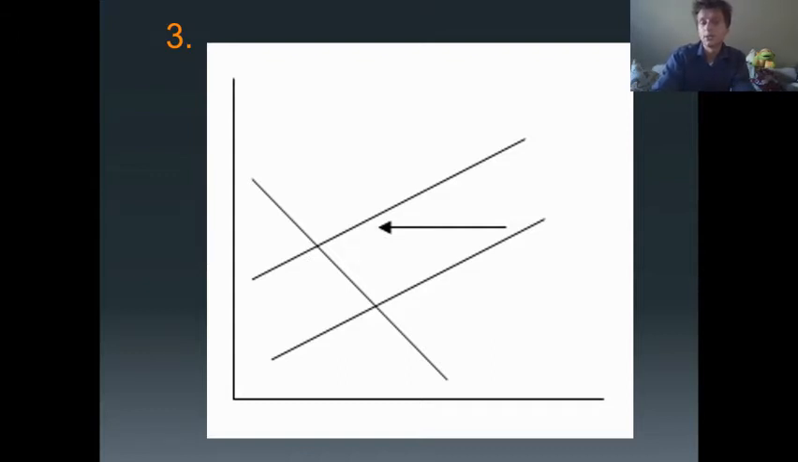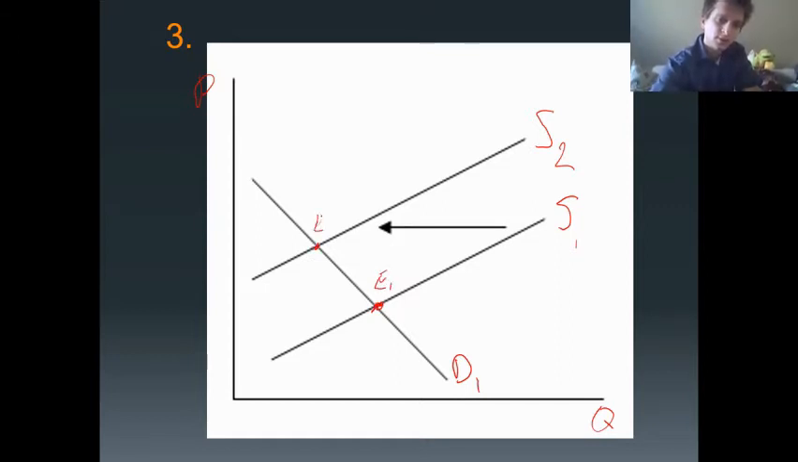So here is our next example. As always, we label our axes, price on the y, quantity on the x. Here is our original supply curve. Here is our supply curve that shifted. I'm going to label them 1 and 2 now. And demand, we only have one demand curve. Here is our original equilibrium. Here is our new equilibrium. So this is supply shifting to the left. That means supply has decreased here.